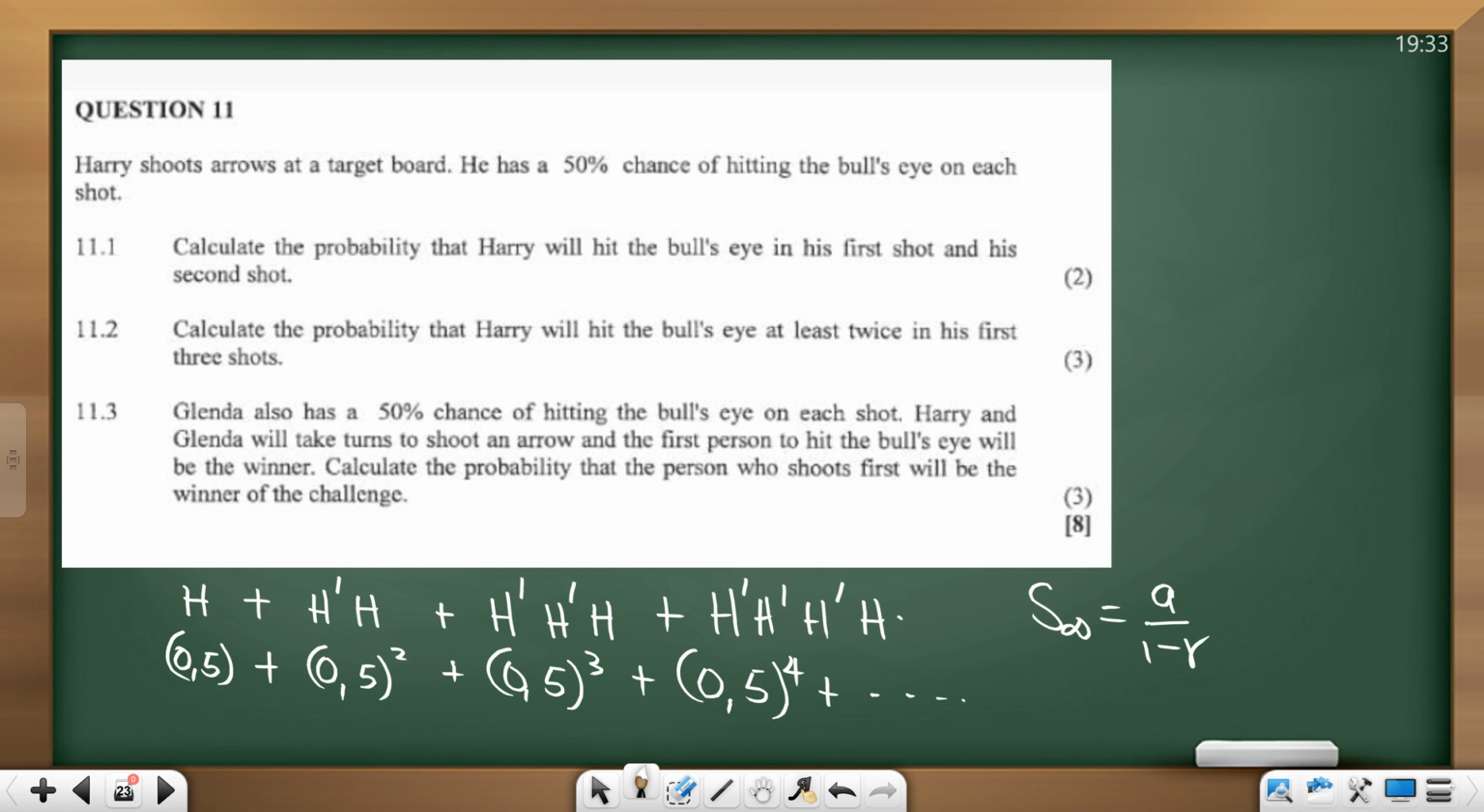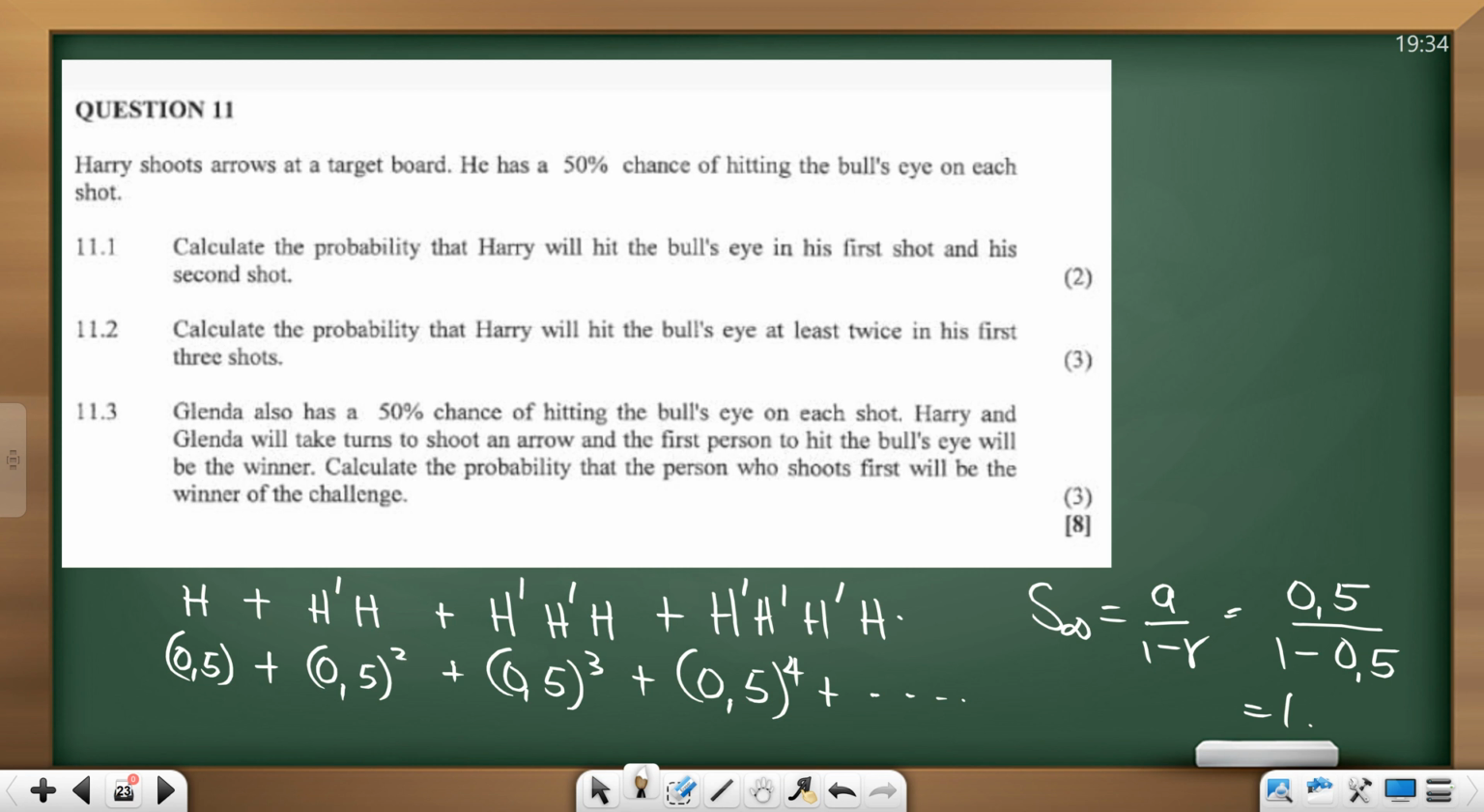because it continues. As long as one person misses, it's like a penalty now. If you miss, we get a chance to play. If you miss, we get a chance to play. So can you see that it gives us what? A geometric series. Okay. So what is A? 0.5, right? 1 minus, what's our ratio? 0.5. It's a sum to infinity.